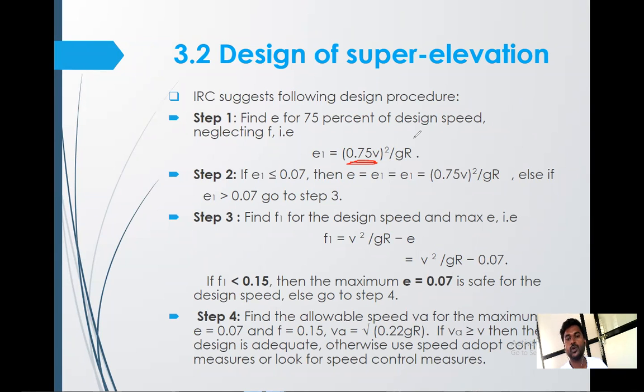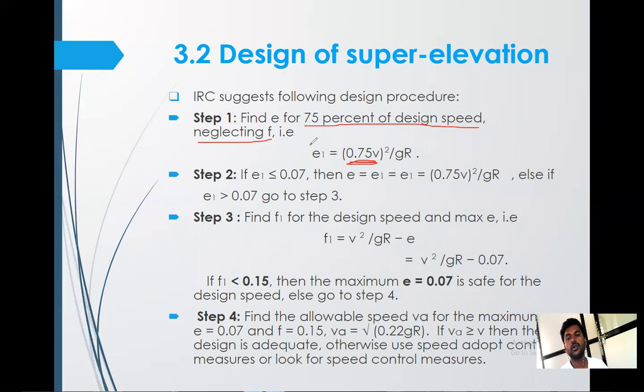Because we know E is equal to V square upon GR. Here we are taking F as 0, neglecting F. As we know, the general formula is E plus F is equal to V square upon GR. We are taking F as 0, and we are taking the velocity as 75% of the design speed.